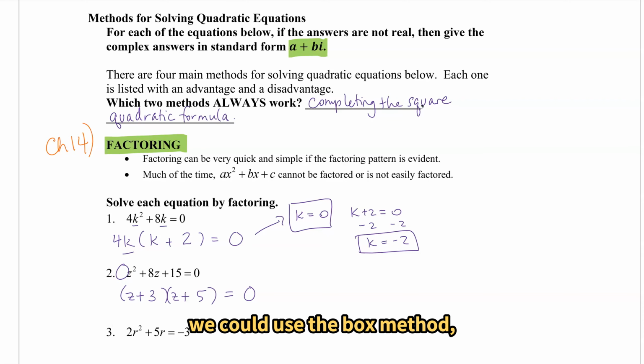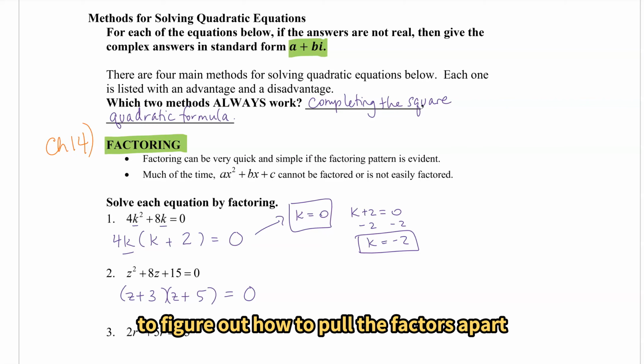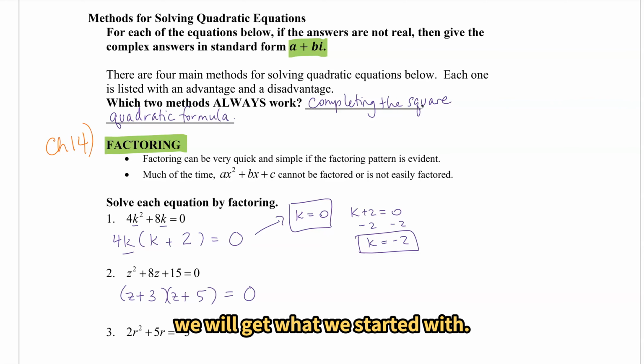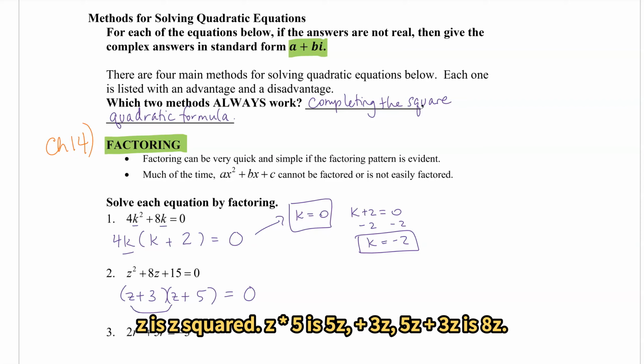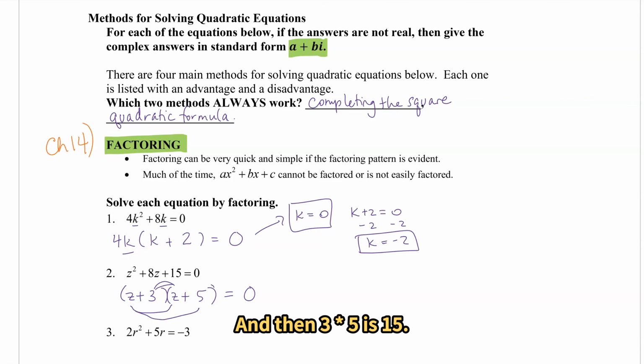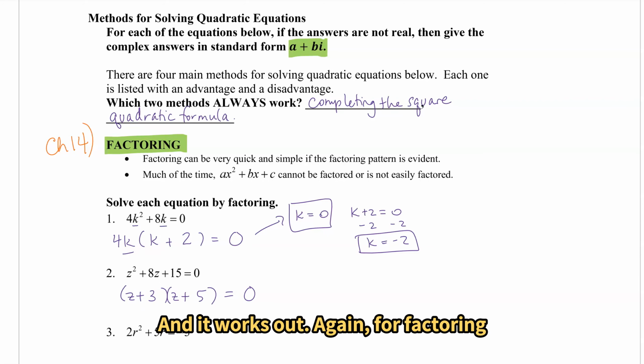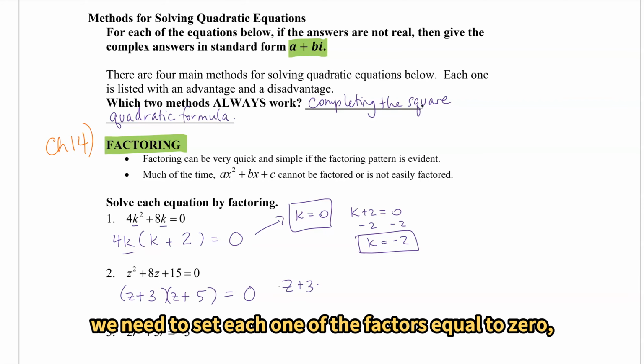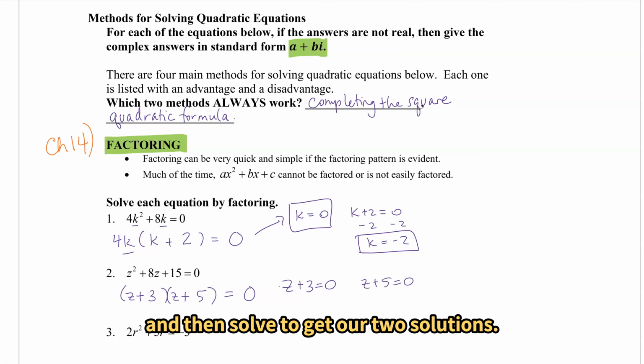We can try factoring using the AC grouping method. We could use the box method or an area method to factor. But the idea is to figure out how to pull the factors apart so that if we try to multiply it back together, we will get what we started with. So we can check: z times z is z squared, z times 5 is 5z plus 3z. 5z plus 3z is 8z. And then 3 times 5 is 15. And it works out. Again, for factoring, we need to set each one of the factors equal to 0 and then solve to get our two solutions.